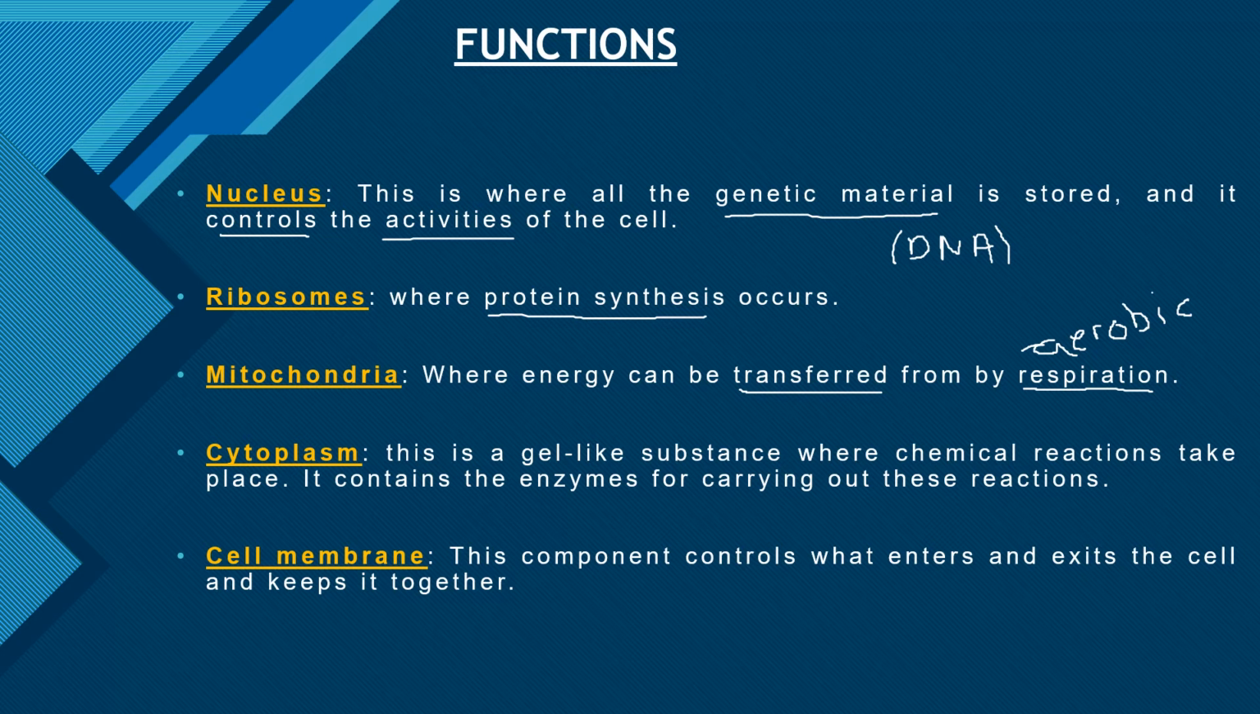Moving on, the cytoplasm. So this is a gel-like substance where chemical reactions take place. It contains the enzymes for carrying out these reactions. Now, these are known as catalysts, as you might have already heard, catalysts, so they speed up the reactions.